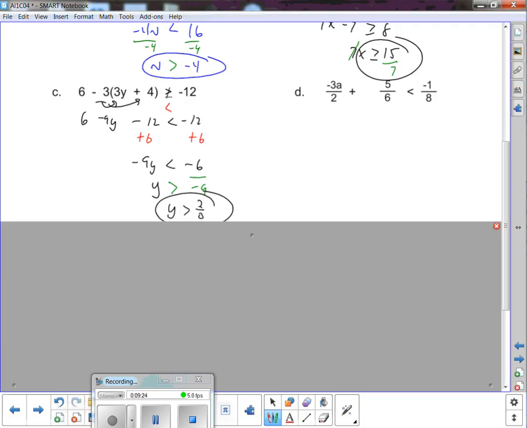Let's take a look at this. Let's take a look at D. Oh no, fractions. Okay, so you come across this fraction problem.